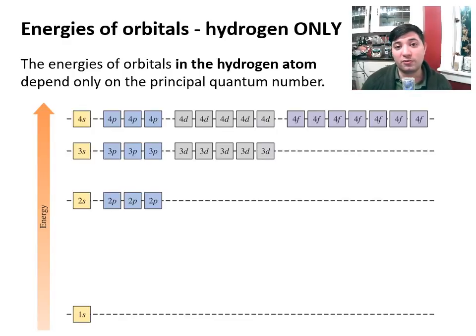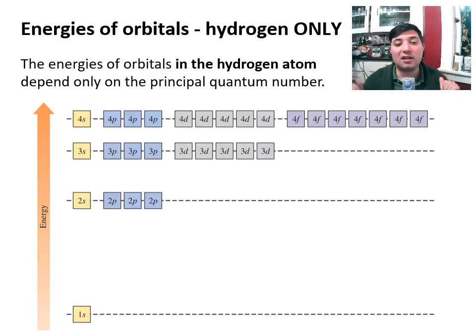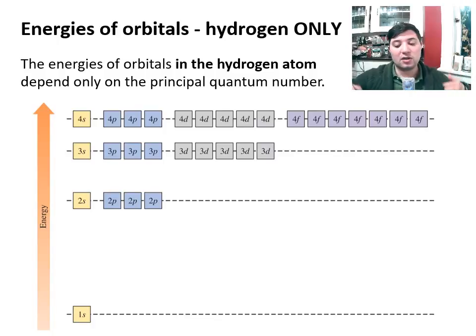This is not true for multi-electron systems. For every other element other than hydrogen, when you have more than one electron, those electrons can repel each other. That causes our subshells to do something called splitting, where our s orbitals tend to go lower in energy, p orbitals are higher, d higher, and so on and so forth.